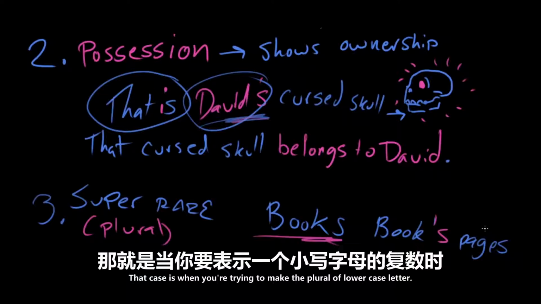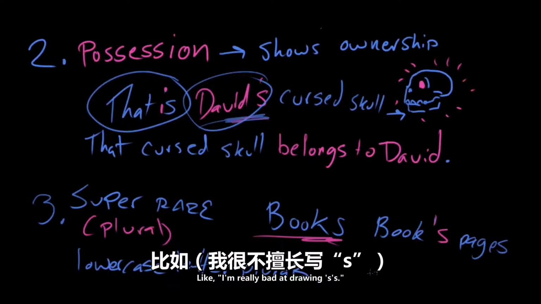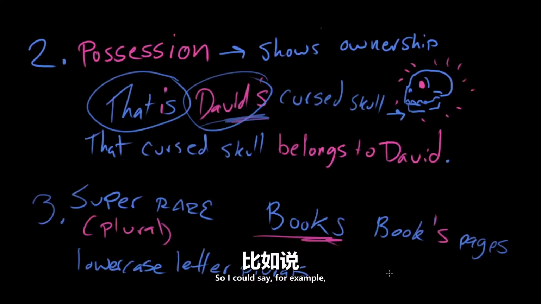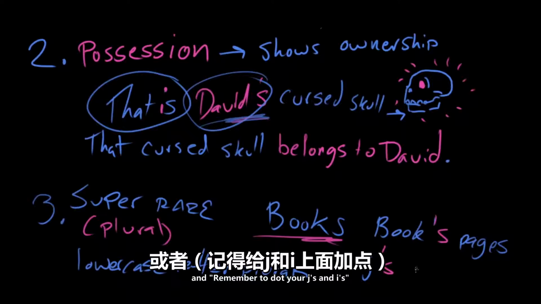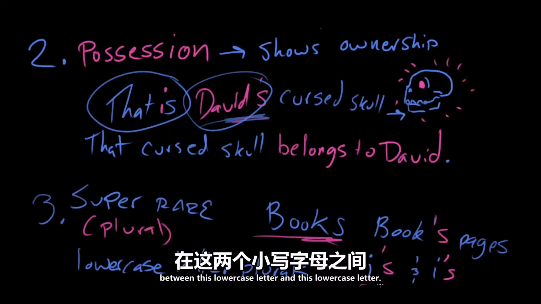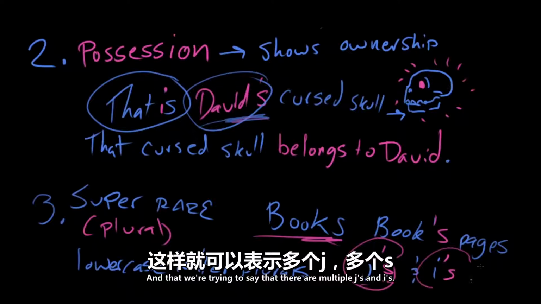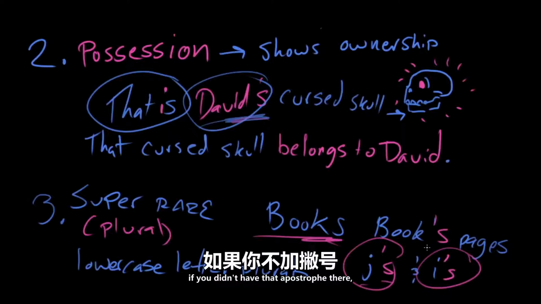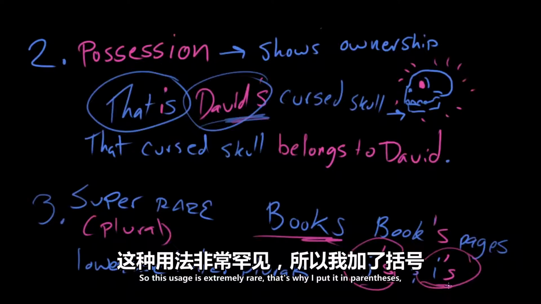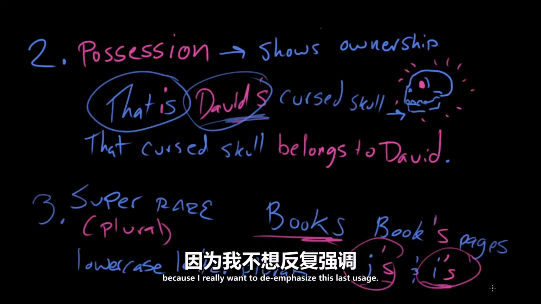What is that case? That case is when you're trying to make the plural of a lowercase letter. Like, I'm really bad at drawing S's. If you didn't have that apostrophe there, it might just look like S. So I could say, for example, I like to draw J's. And remember to dot your J's and I's, to indicate that there's some separation between this lowercase letter and this lowercase letter, and that there are multiple J's and I's. Right, and especially with something like I's, if you didn't have that apostrophe there, it would probably just look like you're trying to write the word is. Sure. So this is kind of a workaround. Exactly. But this usage is extremely rare. That's why I put it in parentheses, because I really want to de-emphasize this last usage.